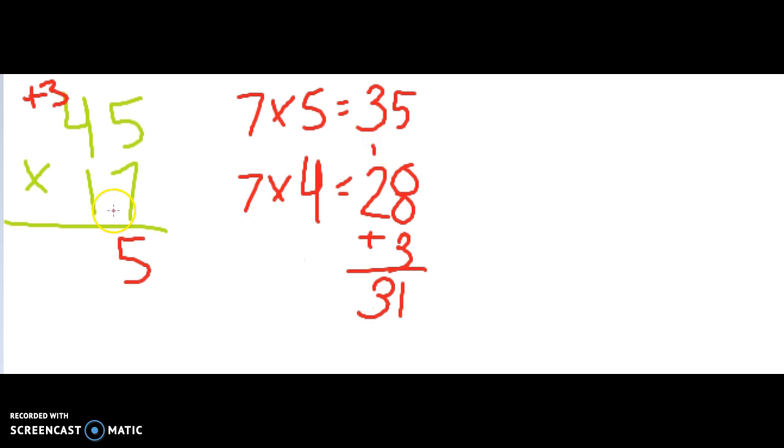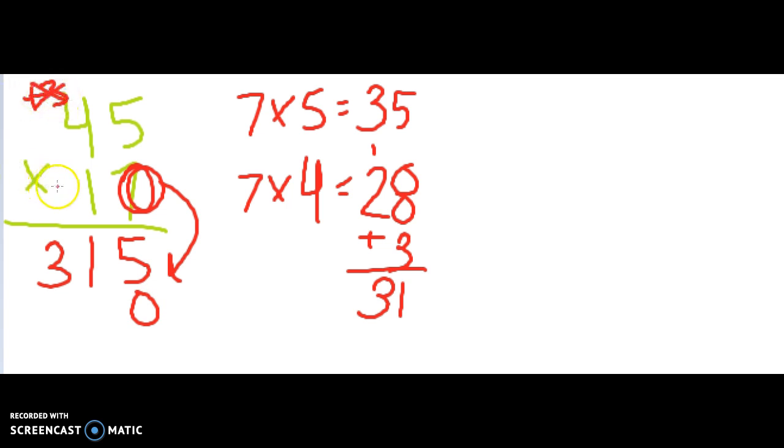Since my 7 no longer needs to multiply with any more numbers up top, I can just write 31 in my answer. Since I'm done with 7, I'll turn it into a 0 and send it to its new home. I'm also going to get rid of this plus 3.